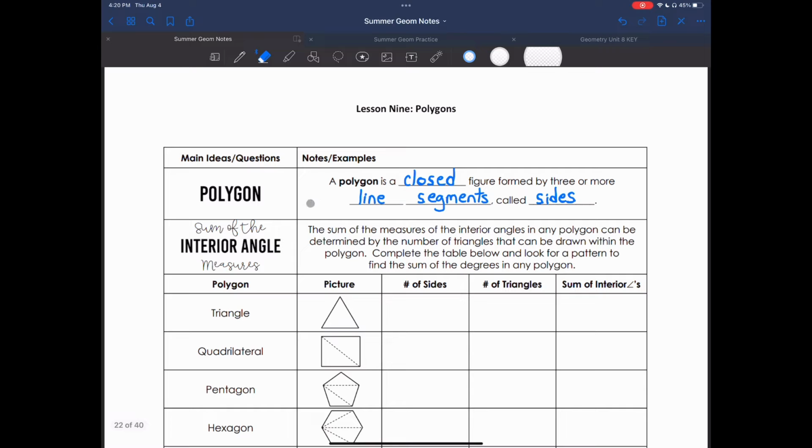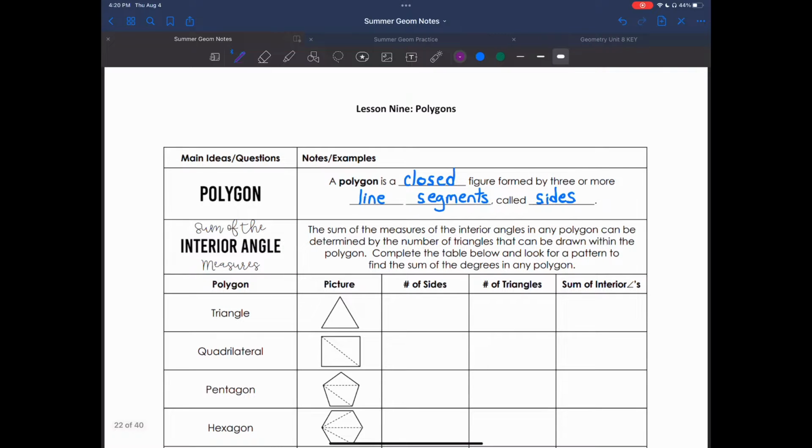So let's first define what a polygon is, and then we'll talk about some of the stuff down here. So go ahead and fill this in. This is saying that a polygon is a closed figure, formed by 3 or more line segments that we call sides. Okay, so biggest takeaway here is it says it's a closed figure.